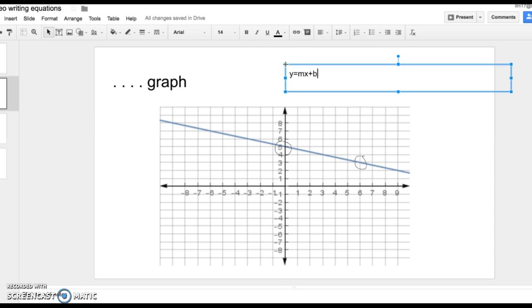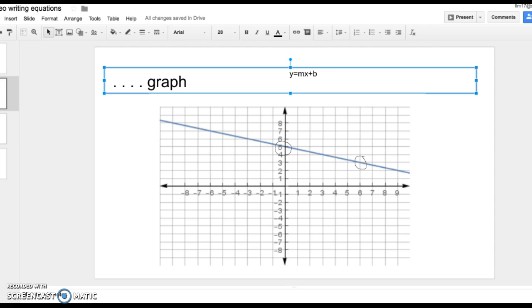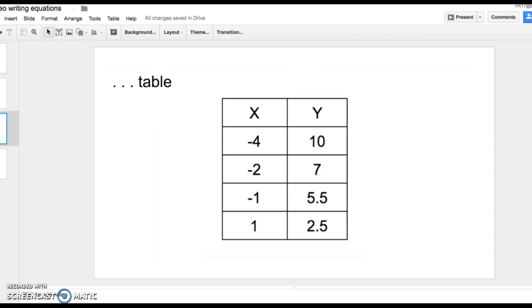Okay? So go ahead and try to write an equation based on that information, and we'll move on to a table. Writing equations from tables are great when you don't have graph paper.